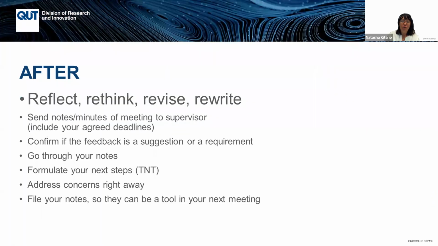So what we can do is we reflect, we rethink, we revise, and then rewrite. An important tip for you is to send notes or minutes of the meeting to your supervisor. If you haven't done that before, it's okay. It doesn't matter where you are in candidature, you can start now. And include a list of all the deadlines that you've agreed upon. You can confirm if the feedback is a suggestion or a requirement, as I talked to you about earlier. Is this a must fix or is this just a suggestion?